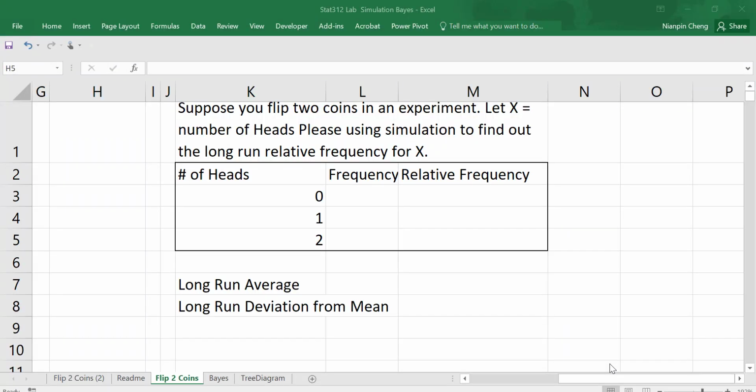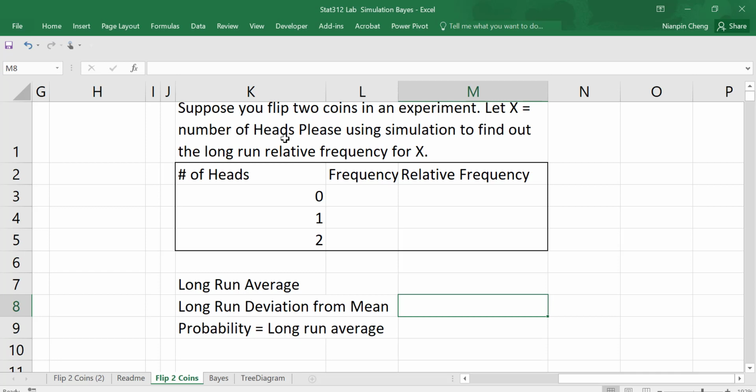Hello. So now we are going to talk about how we can use simulation to find out probability. We know probability is long-run frequency. So how can we verify this or find out?